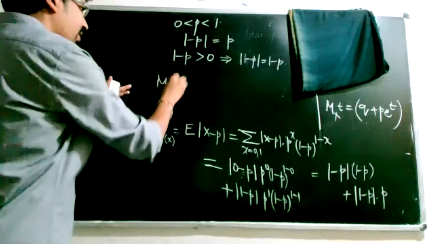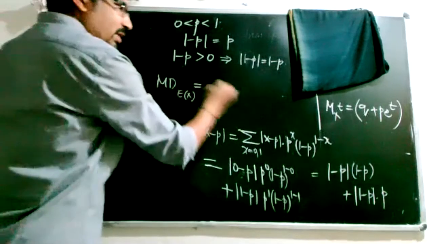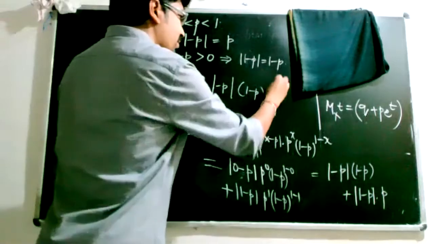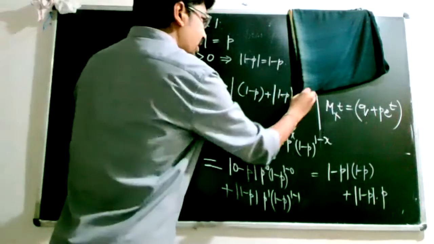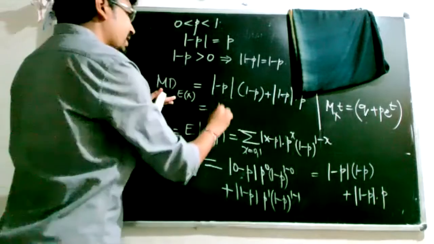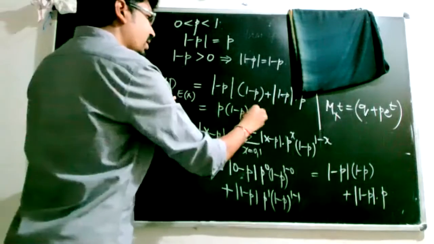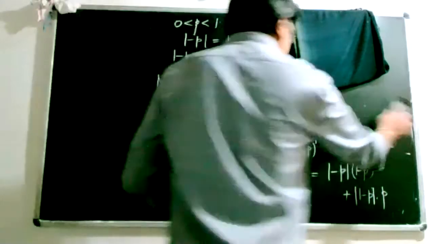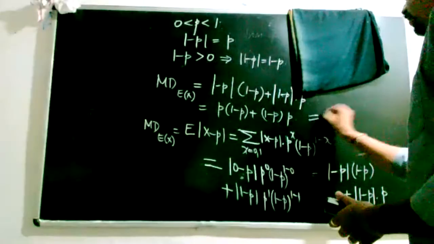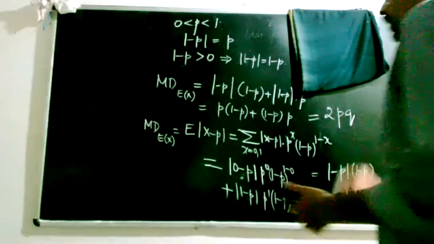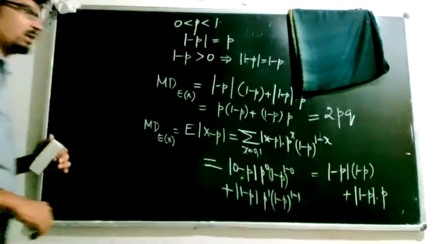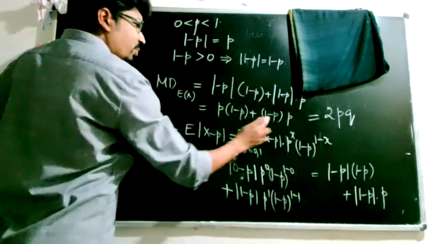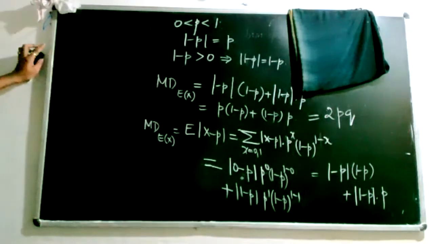So we have our MD of x, which is obtained as mod minus p into 1 minus p plus mod 1 minus p into p. Now that could be simplified as p into 1 minus p plus 1 minus p into p, which becomes 2 times of pq. So this is the mean deviation about mean for a Bernoulli distribution. 1 minus p is q, so I'll have pq plus pq, which is equal to 2pq.